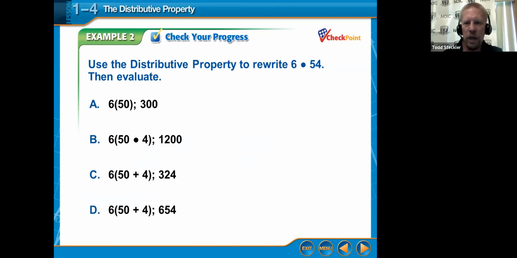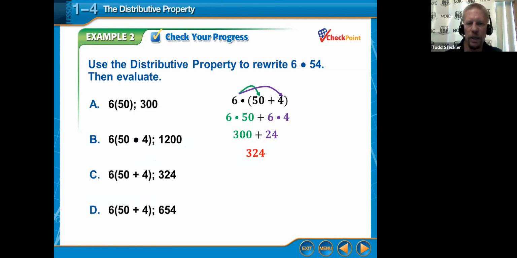So doing a similar method, let's rewrite 6 times 54. And so to do that, we're going to write 54 as 50 plus 4. Now if we use the distributive property, 6 times 50, and then 6 times 4. 6 times 50 turns out to be 300. 6 times 4 comes out to be 24. And if we add that, we get 324. So the correct answer choice that goes with this is letter C.